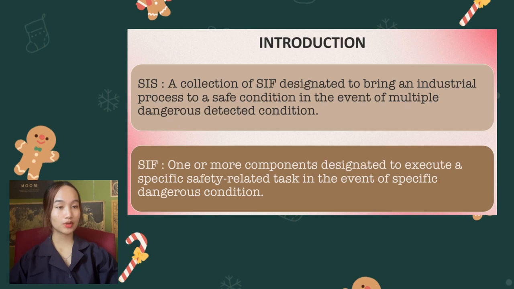So in this slide, I'm going to talk about the introduction of SIS. So what is SIS? SIS is a collection of SIFs designed to bring an industrial process to a safe condition in the event of multiple dangerous detected conditions. A SIF is one or more components designed to execute a specific safety-related task in the event of a specific dangerous condition.